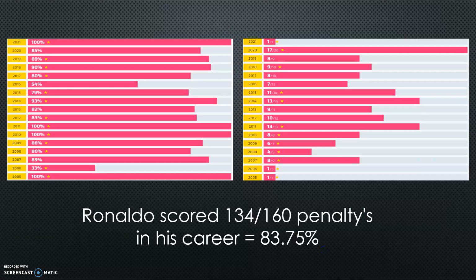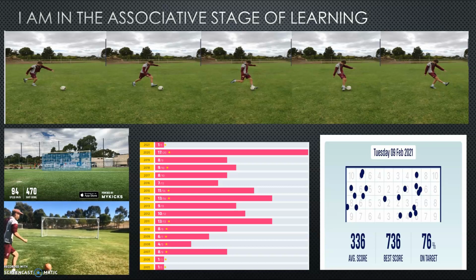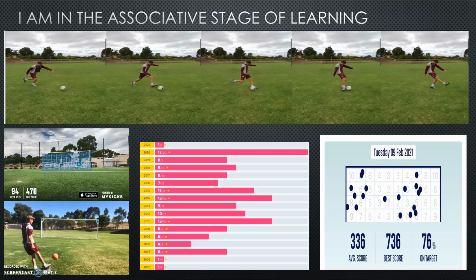From the gathered research and information collected from multiple sources, such as journal articles, videos, footage, images and graphs, the evidence suggests that I'm in the associative stage of learning. Ronaldo's penalty goal percentage of 83% suggests that he is in the autonomous stage of learning, as he is a professional with one of the highest scoring rates in the world. Considering my shot rate was 76%, I assume that I'm not far from the autonomous stage and that I'm in the high associative stage.